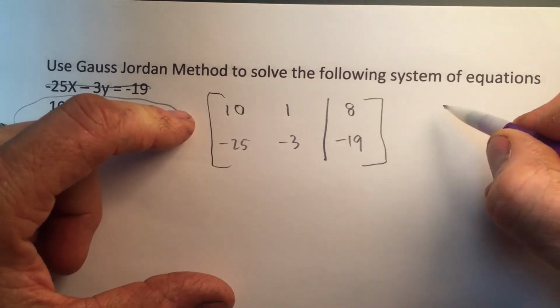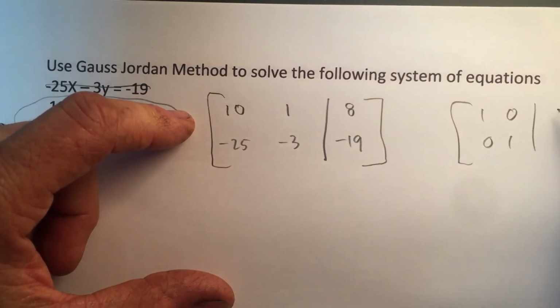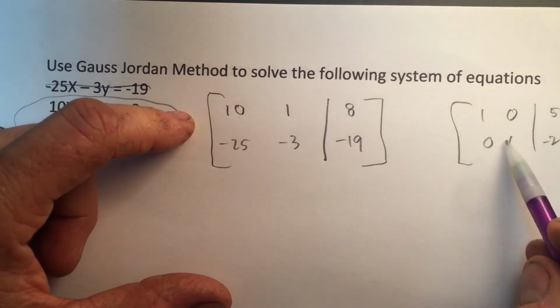All right, so again, let me put a reminder over here. I want 1, 0, 0, 1, and 5, 2, whatever it comes out. Could be negative 2, I don't know. But this is what I want.